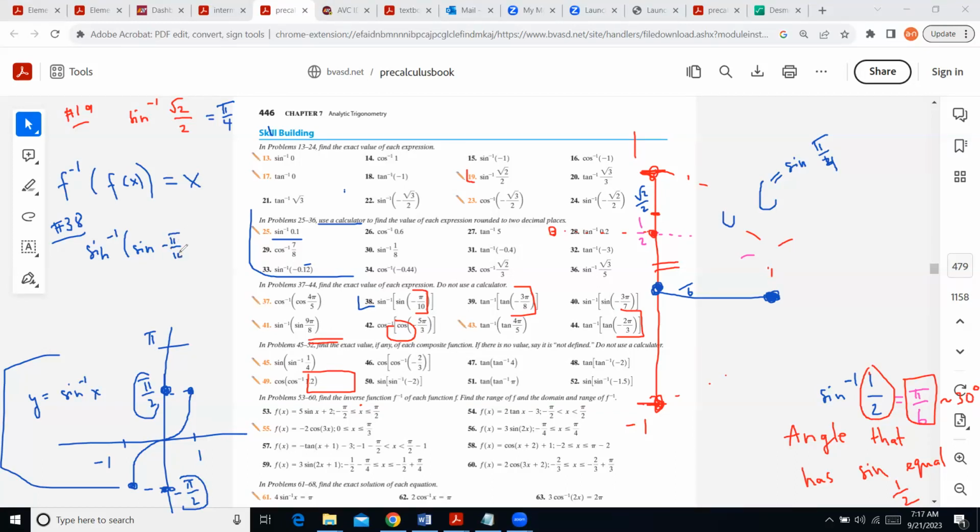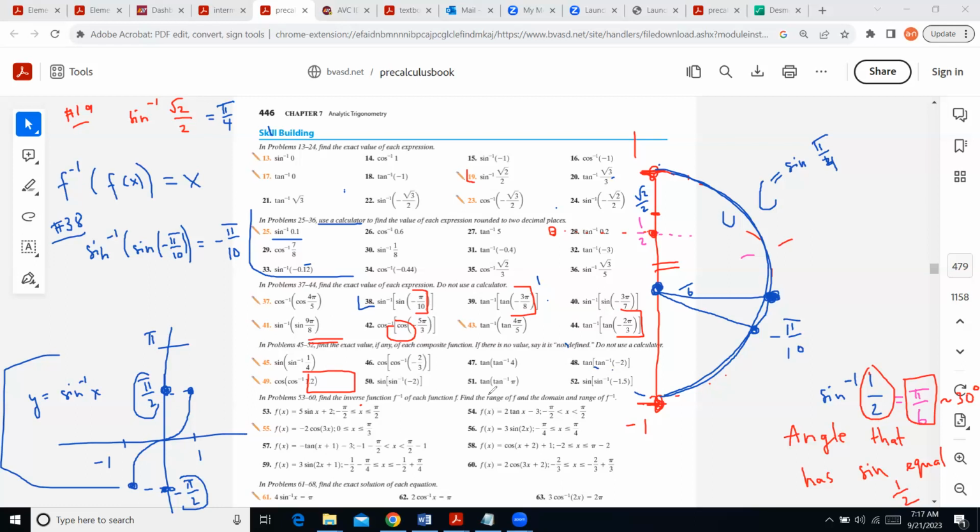The reason is that negative pi over 10 is in between my values pi over 2 and negative pi over 2. So negative pi over 10 is probably someplace here, if you take pi divided by 10. So it's fine, as long as it's on this semicircle. Because if your angle is not on this semicircle, then we're going to need to be careful.